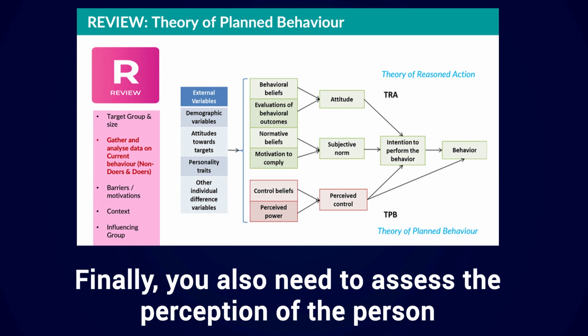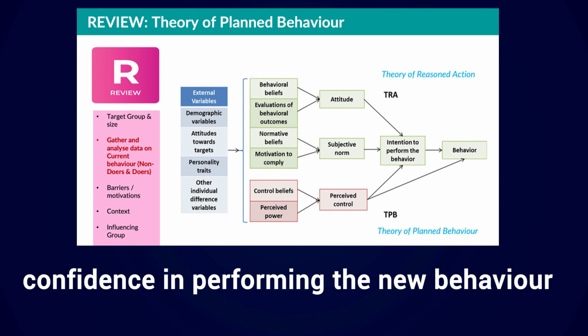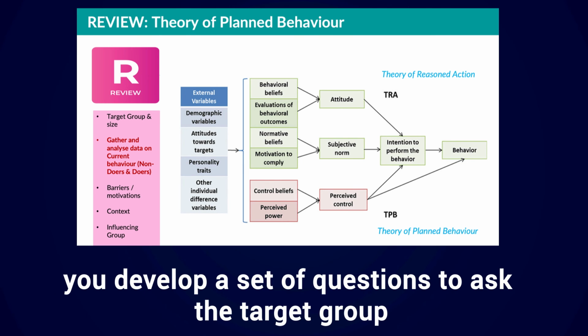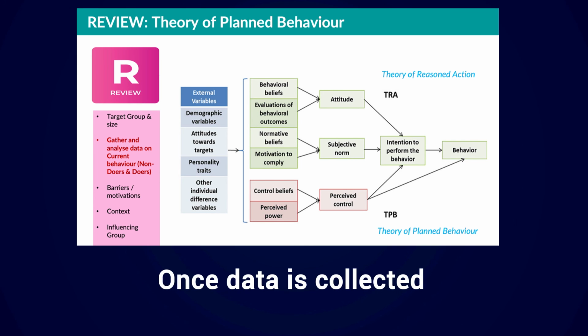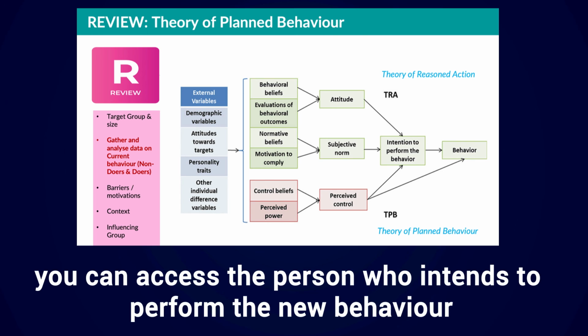Finally, you also need to assess the person's confidence in performing the new behavior. Based on the three categories, you develop a set of questions to ask the target group. Once data is collected, you can assess the person who intends to perform the new behavior. You must be sure you understand the data collection step in detail.